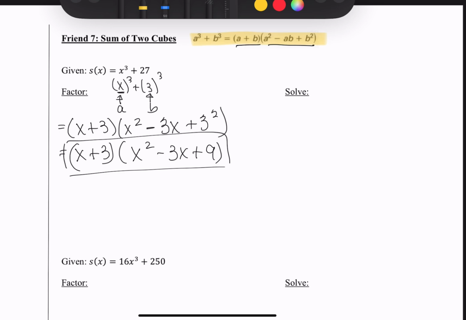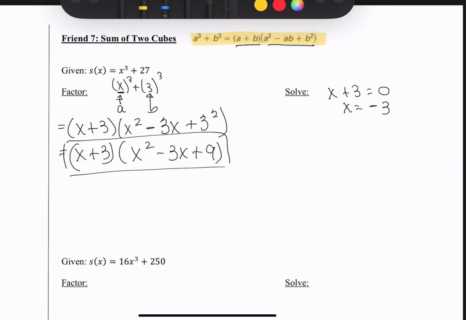And if I want to solve this, I'm going to need, let's see, I don't think I can factor that trinomial. I think what I would need to do is the quadratic formula. The first factor, though, is easily solved. If I set x plus 3 equal to 0, I get x equals -3 as one of my roots.